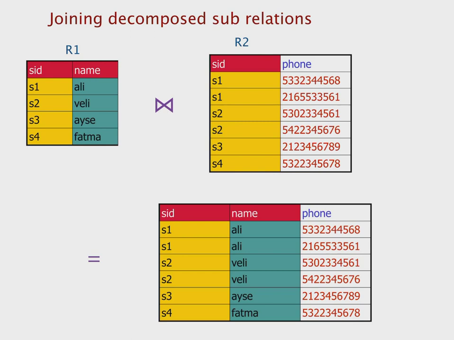But we have seen cases where the original relation cannot be obtained. So what is the general rule for lossless join? That's the question that we would like to answer in this lecture.